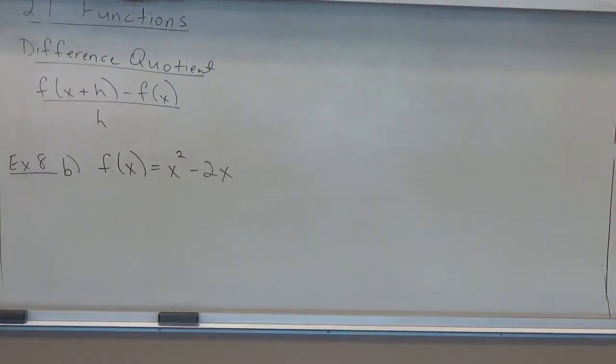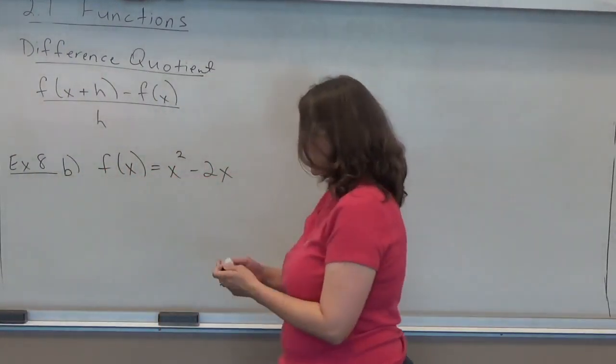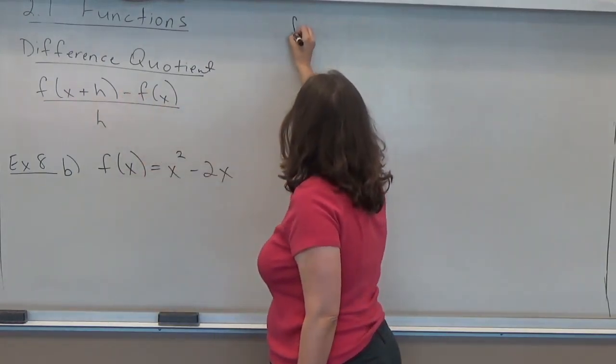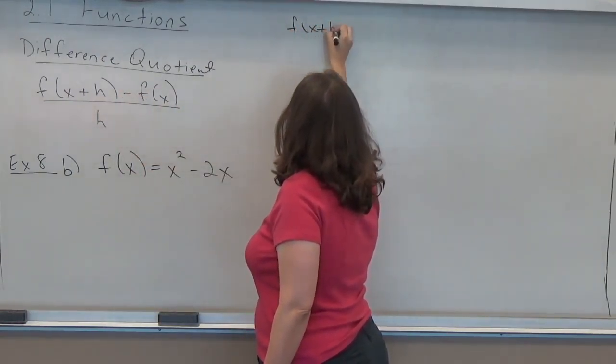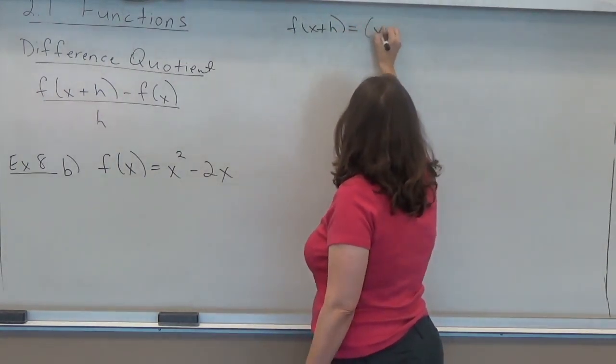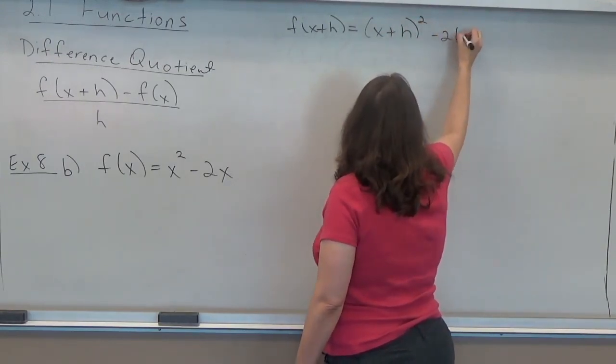Okay, for part B, same type of problem. We're going to find the difference quotient. At least this time our function is an f instead of a j. That's nice. We've got f of x equals x squared minus 2x. So let's find f of x plus h. That's going to be parentheses x plus h quantity squared minus 2 parentheses x plus h.